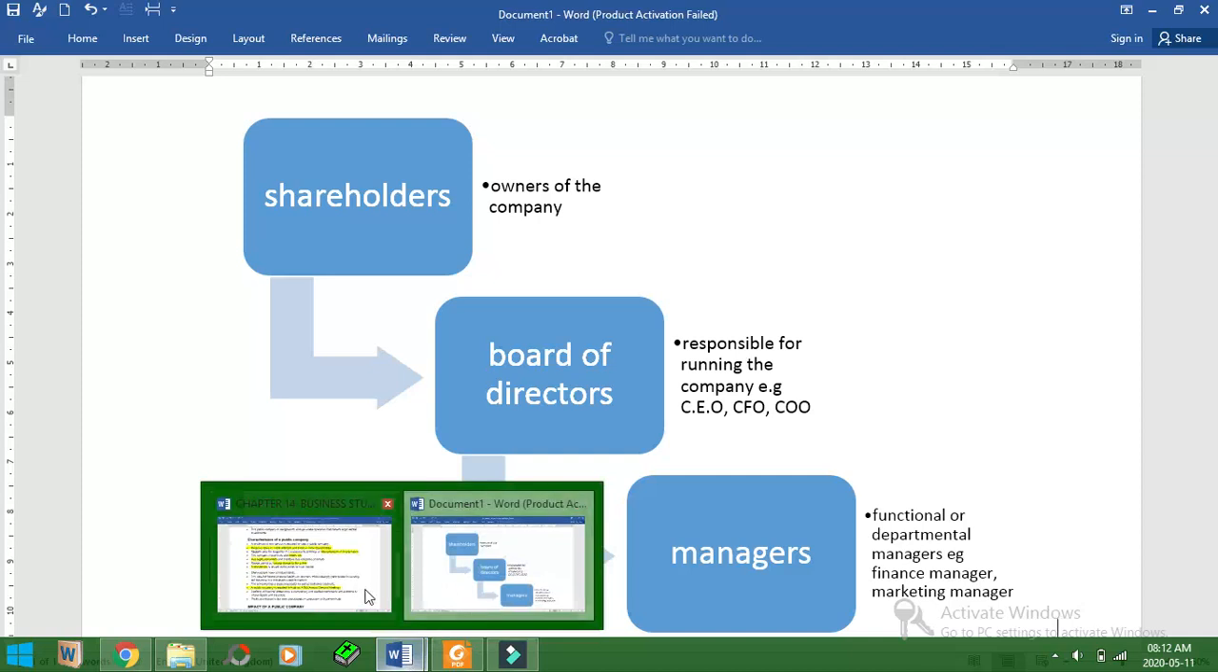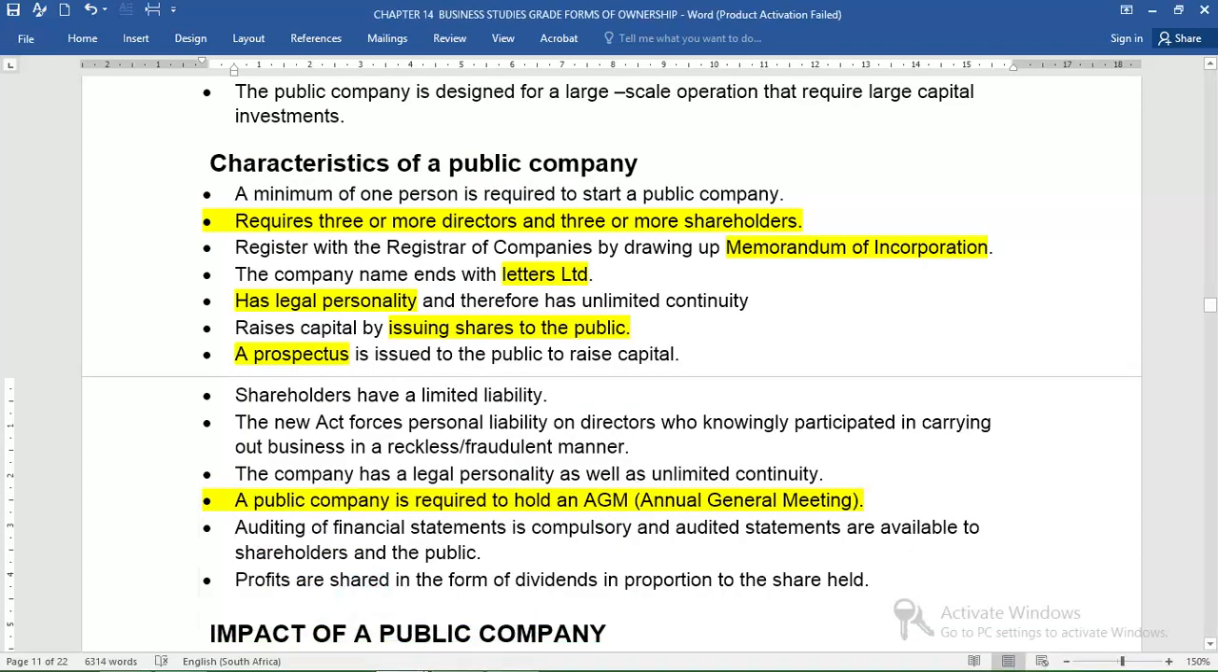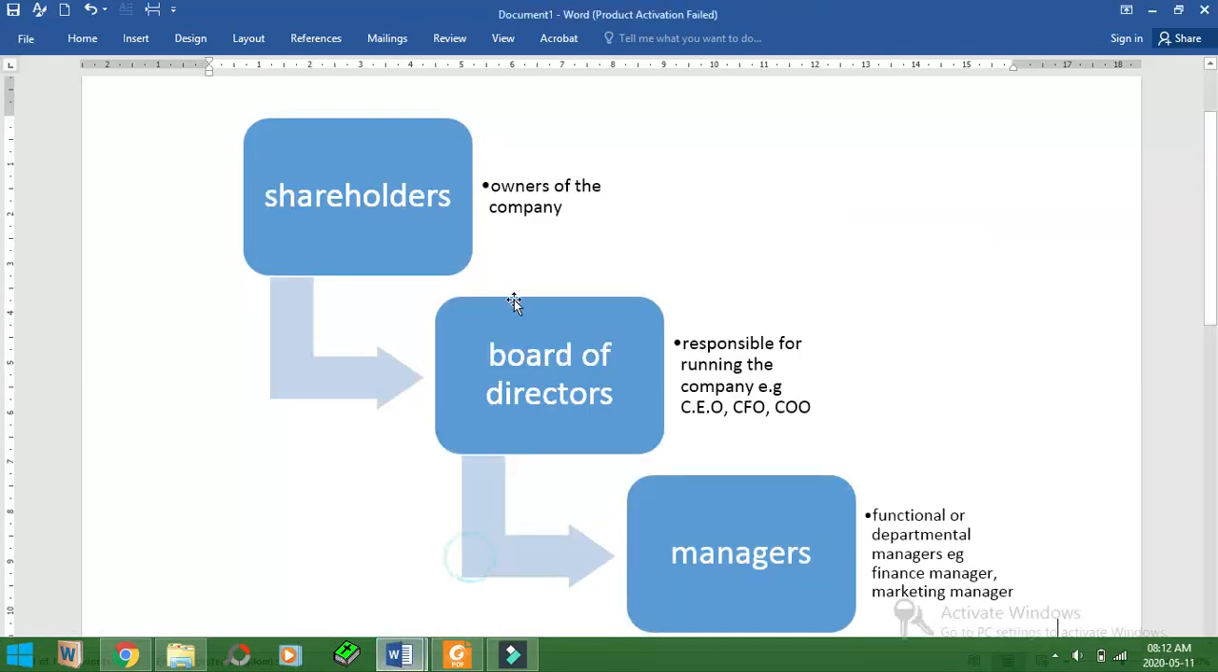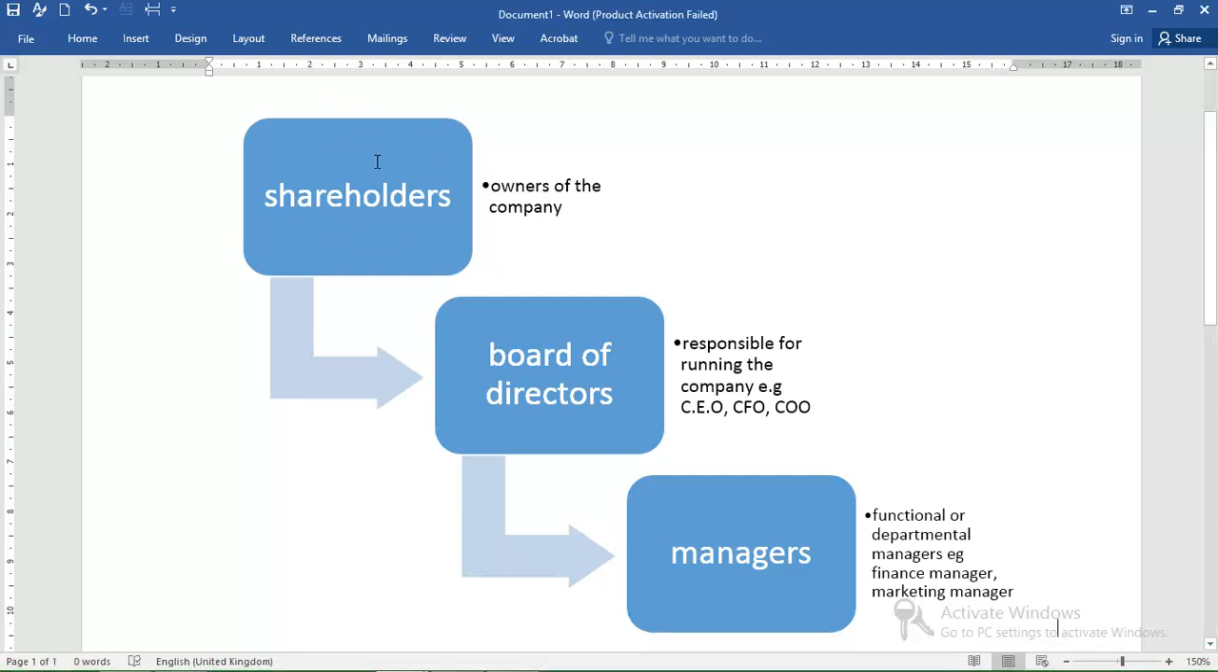This AGM that we are talking about, the annual general meeting. In that annual general meeting, they will be reporting back to the owners of the company, the shareholders, about what was happening in the company. That's what they will be reporting about. The board of directors will be reporting about what was happening in the company to the shareholders, who are the owners of the company. Basically, they need to report, they need to account for what is happening in the company.